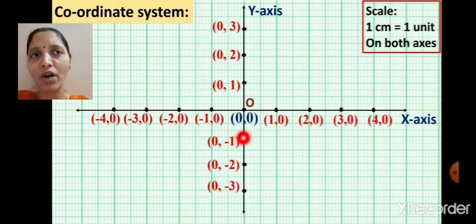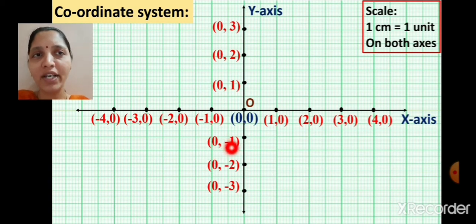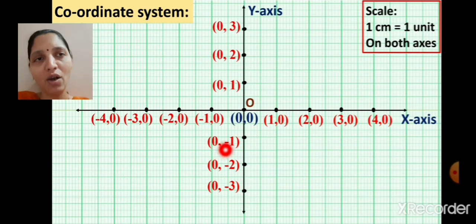If I consider a point on the y-axis, let's consider this point. Now what are the coordinates of this point? Now here this point is on the y-axis, so the x coordinate will be 0 and the y coordinate is -1. Again we have written here the coordinates. The first coordinate will be the x coordinate and the second coordinate will be the y coordinate. Okay. So this is the arrangement of the coordinates.